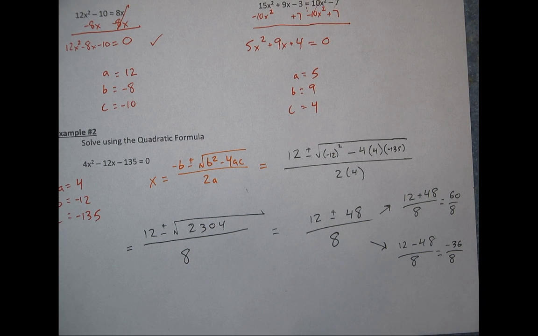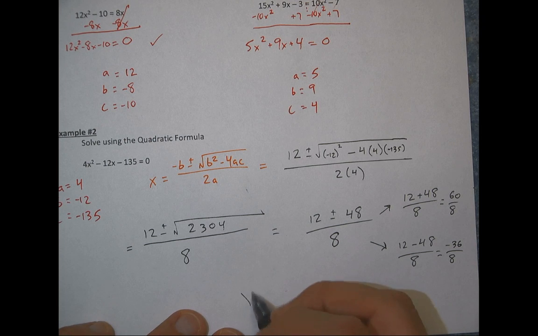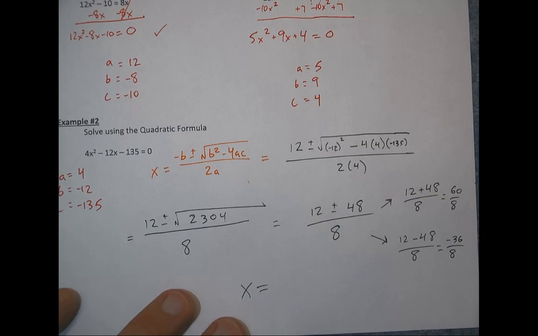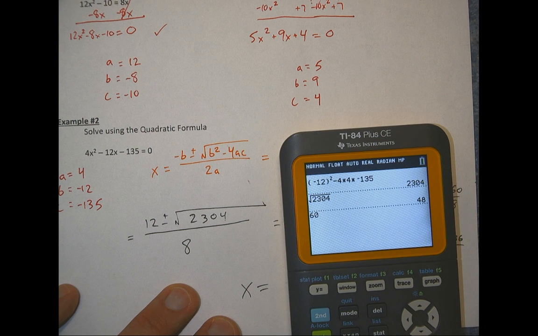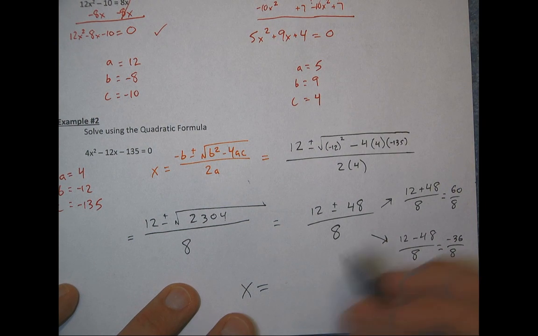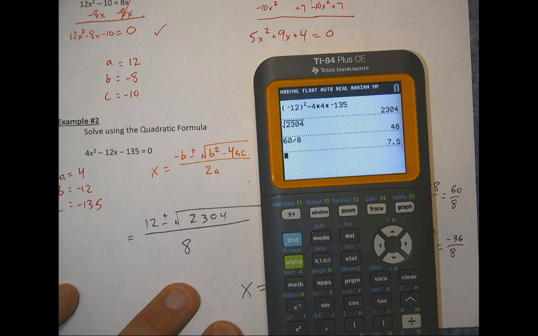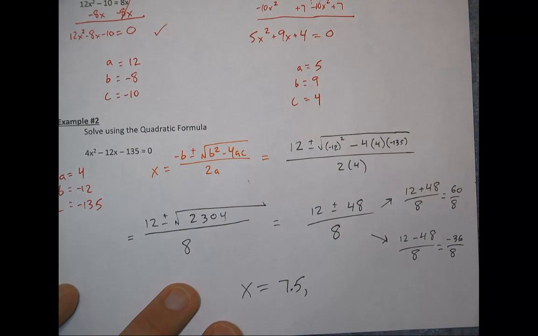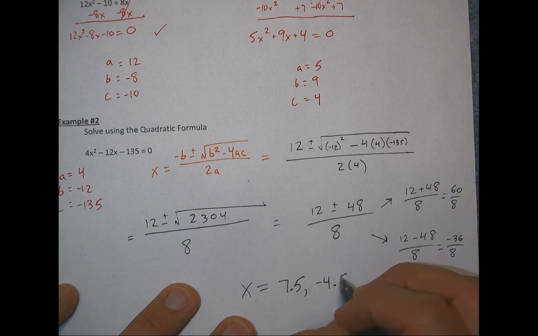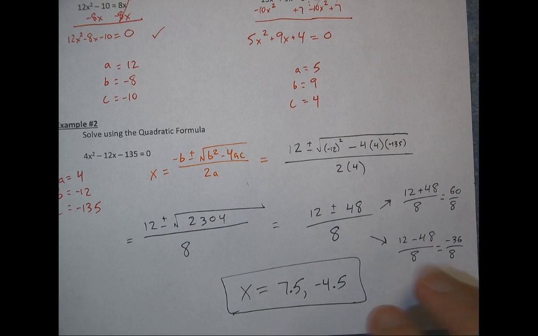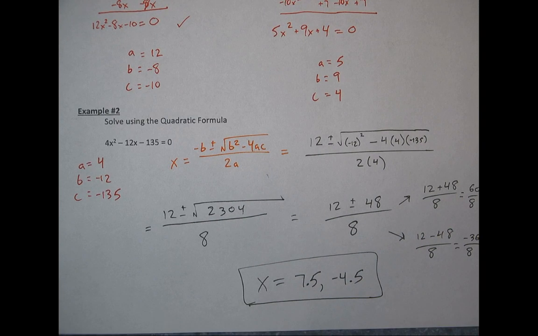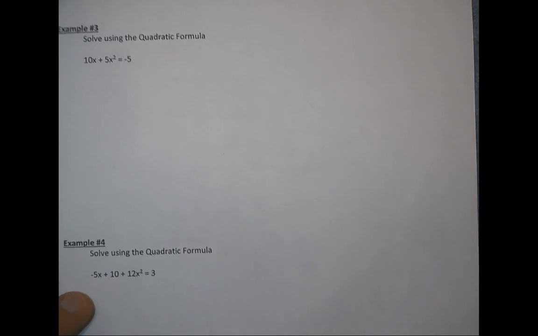All right, so let's go ahead and run the numbers here. These are going to be your two solutions. So x is going to equal both of these numbers. If I do 60 divided by 8, that's 7.5. So x can be 7.5. Or the other answer, negative 36 divided by 8, is negative 4.5. And so x equals both of these numbers. Both of these are possible solutions. And so I always have to remember to do the plus and the minus because the square root can be positive or negative. All right, so let's flip it over to the back, jump into another one here.